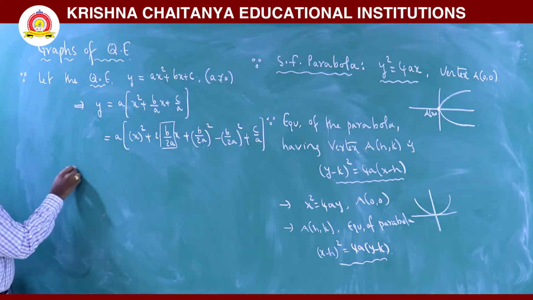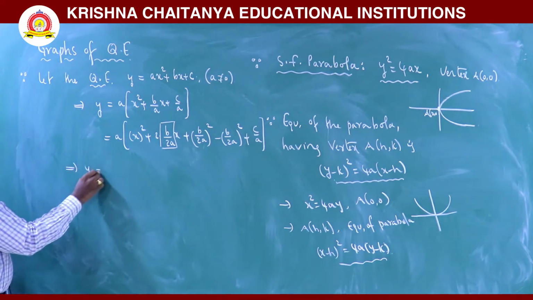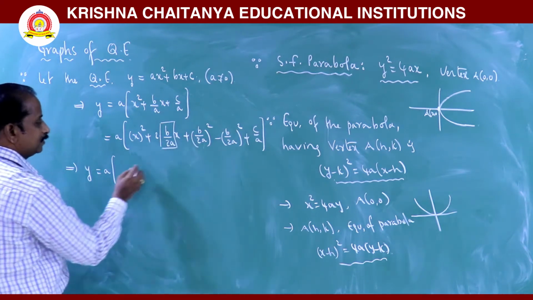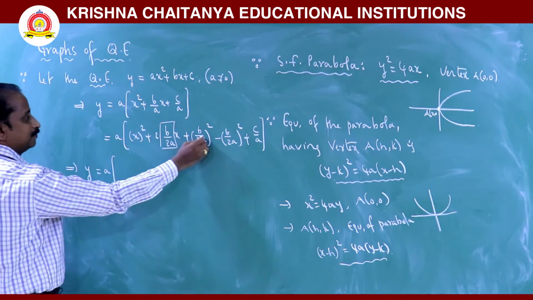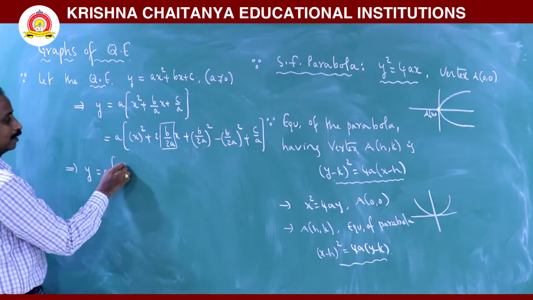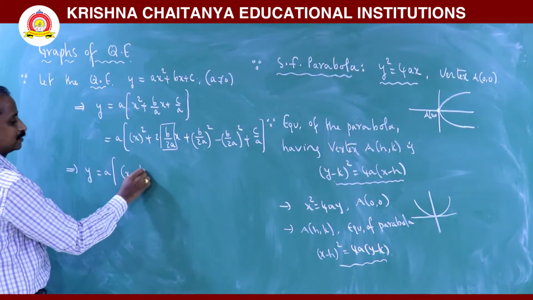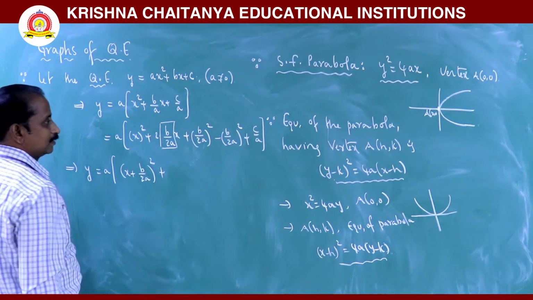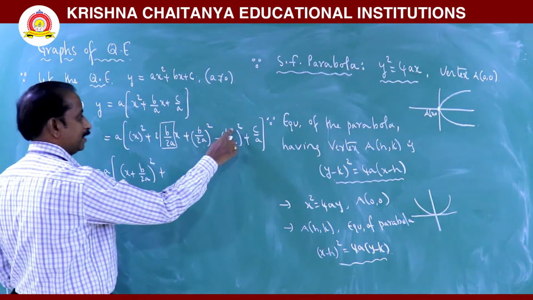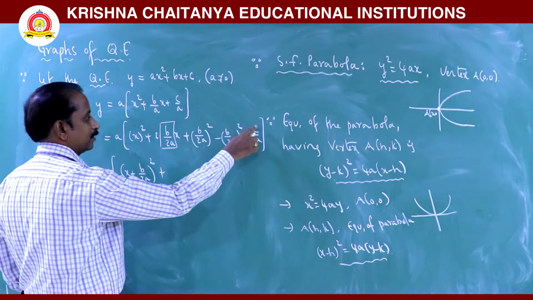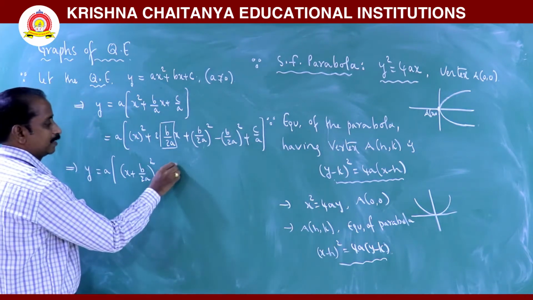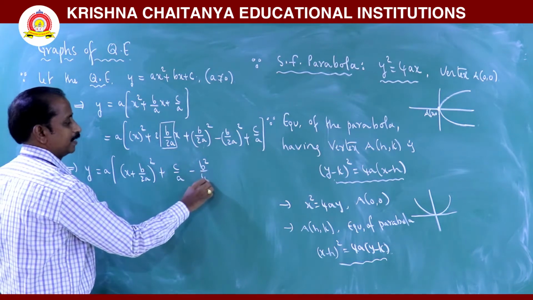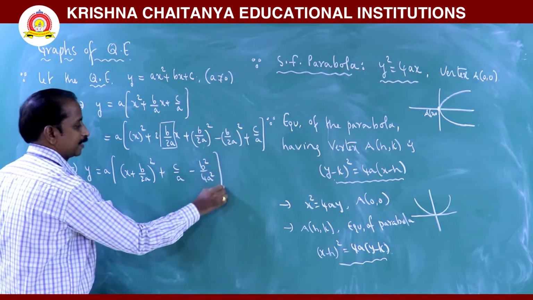Now y is equal to a times the first 3 terms. It is in the form a square plus b square plus 2ab, so I can write x plus b by 2a whole square. And what are the remaining terms? Minus b square by 4a square plus c by a. So I can write plus c by a minus b square divided by 4a square.